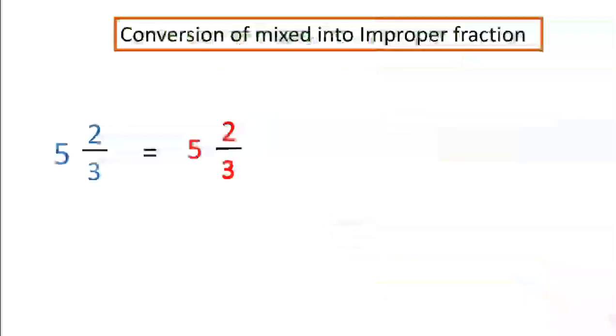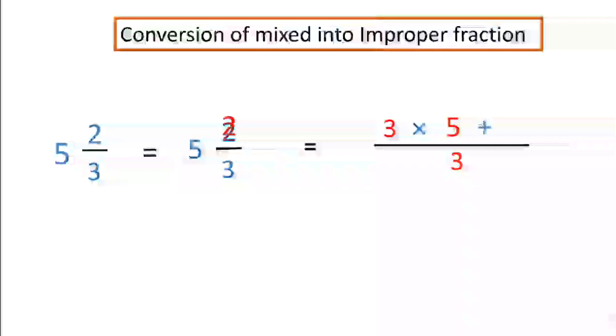Next, conversion of mixed into improper fraction. We can convert mixed fractions into improper fractions. This also you studied. Very simple. We can change this into an improper fraction. Let's see. First we take the same denominator. Here 3 is the denominator, so in the improper fraction also it is 3. Then first I write here the denominator, then multiply the denominator with the whole number, 3 into 5. You can see here 3 into 5. Then add the numerator, plus 2.